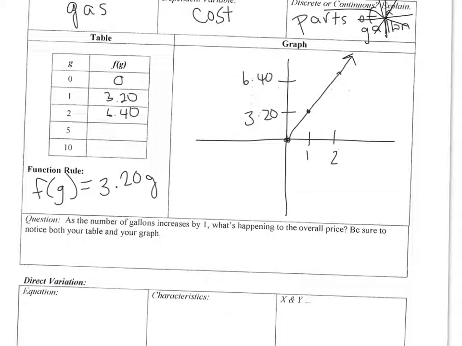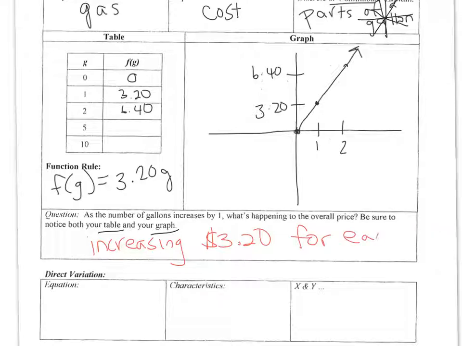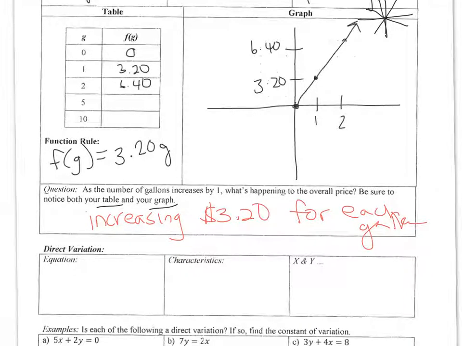As the number of gallons increases by 1, what's happening to the overall price, both in the table and your graph? On my graph, as I'm going over 1 here, I'm going up 3.20. As I'm going up here, I'm going up 3.20. So I'm increasing $3.20 for each gallon. So this is a type of direct variation.